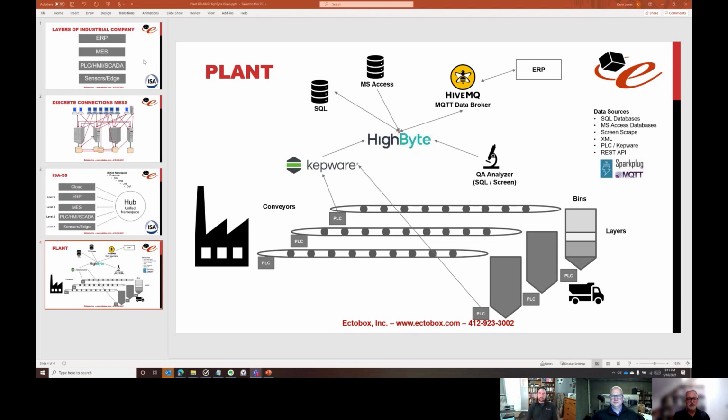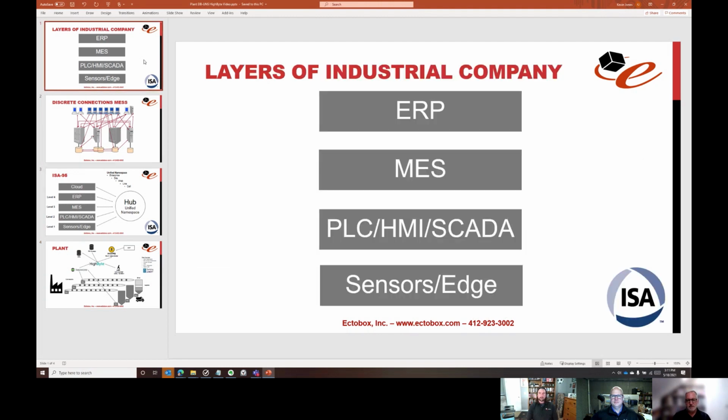And I think the place to start the conversation is around the layers that you typically have with an industrial company. A lot of manufacturers and other industrial companies, mining, et cetera, will have an ERP system. At the top, they'll have an MES system, manufacturing execution system. Below that, they'll have PLCs and HMIs. And actually, I think I have some of these organized a little bit differently than some, where I've got the SCADA on the same level as the PLC and HMI, and sensors at the edge.